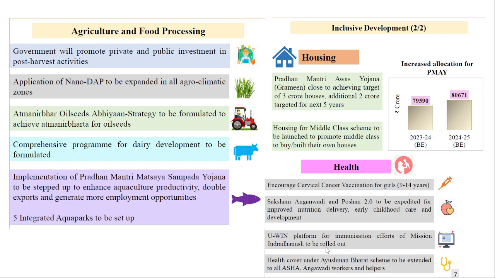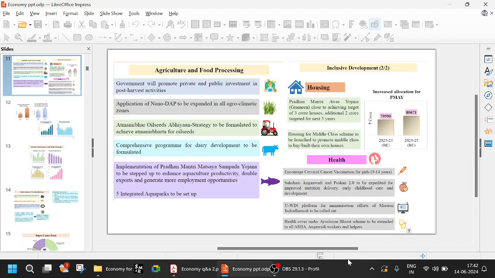Indradhanush is the national vaccination program. It covers polio, Japanese encephalitis, measles, rubella and all those things. That's also important, go through it. Also, Indradhanush reforms are also there in the banking sector. Just keep in mind, in banking also there is something called the Indradhanush mission. Next, you have health cover under Ayushman Bharat scheme to be extended to all ASHA, Anganwadi workers and helpers. So even they will be getting health cover under Ayushman Bharat. So remember all these points.